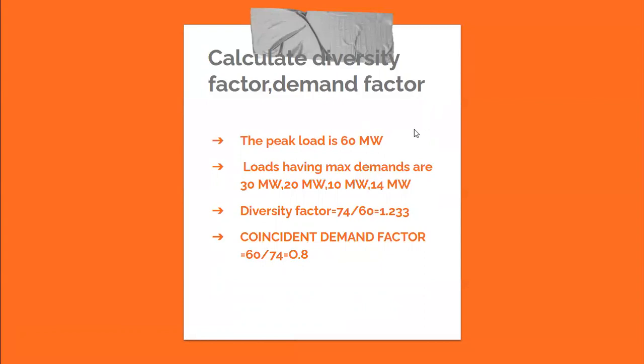So what we have studied in this short lecture is the concept of diversity factor, and I have stressed that it is very important for us to understand the diversity factor, because it is ultimately going to influence the capital investment. Okay, and if you are clear with that, then we would understand its relevance. So understand that diversity factor and demand factor play a very important role in power plant economics, especially in influencing the fixed cost component, the capital cost component. Okay.